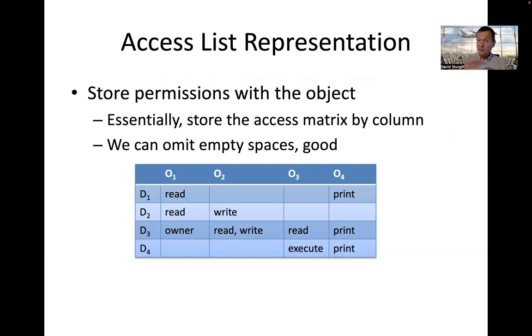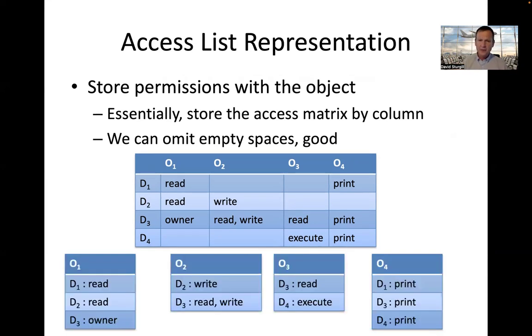Instead of storing rows and columns, let's just store what's in each column, like I'm showing here. So object O1 has a list of everyone who can access that object, along with the access rights they have. O2, well, looking at the table, D2 can write to object O2 and D3 can read and write. So that's what I listed. Same kind of thing for O3 and O4.